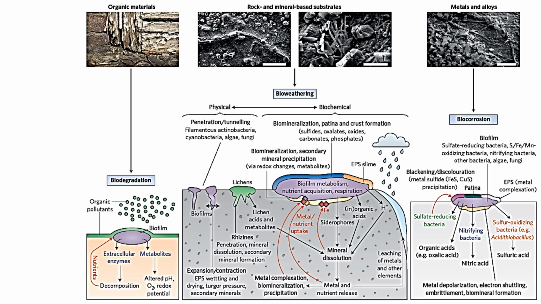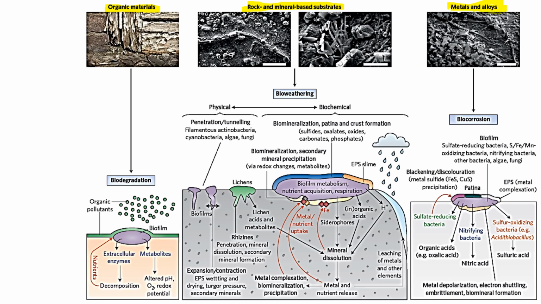So this is a very beautiful illustration from Nature Reviews. It shows how different microbial cells deal with different pollutants. Not pollutants, different materials that are commonly found in nature. So these are mechanisms which are very common in different cells. They are not very specific to pollution, but they are common mechanisms of cells that they use when they deal with organic materials, rock or mineral based substrates, or metals and alloys.